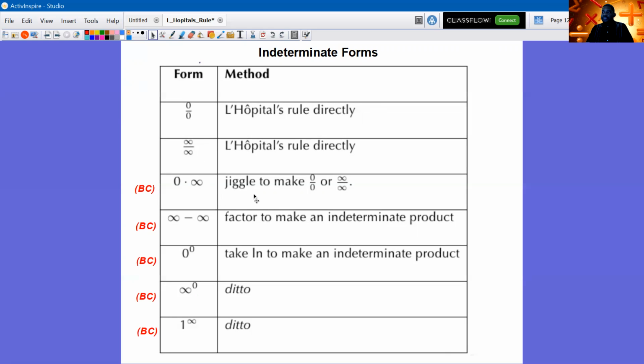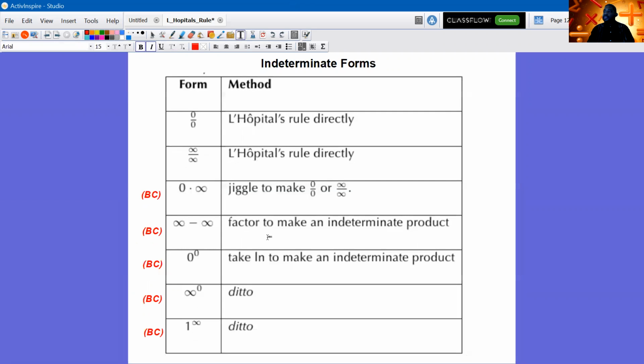So 0 times infinity, you have to keep manipulating until you are able to get a fraction, all right? Infinity minus infinity, this says to factor, to make an indeterminate product. I like to say get a common denominator, because once you get a common denominator, you're more than likely going to get a fraction. So I'm going to write here, get a common denominator.